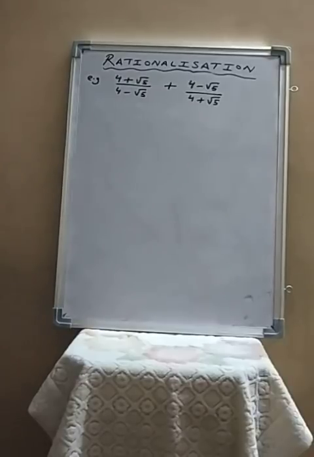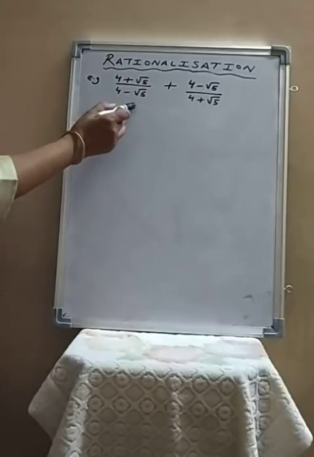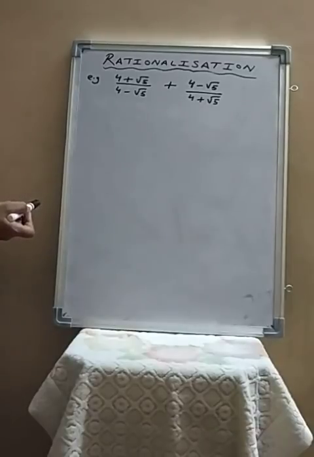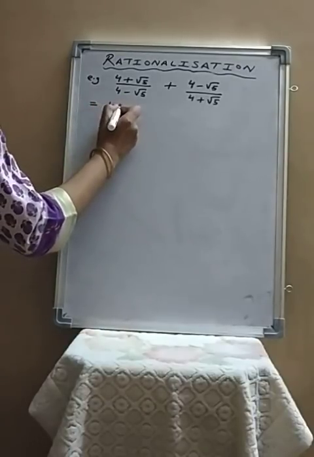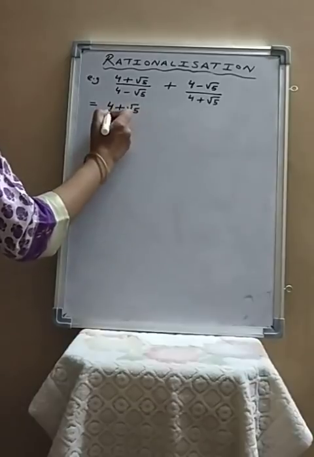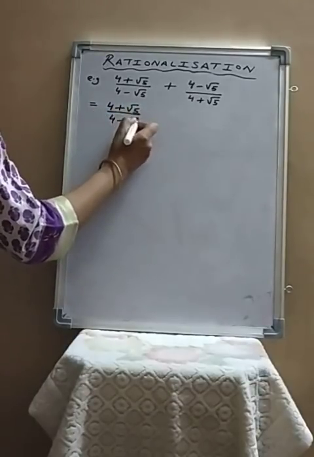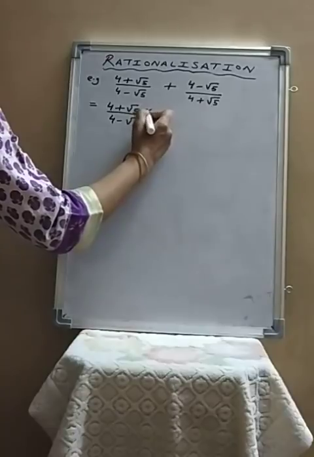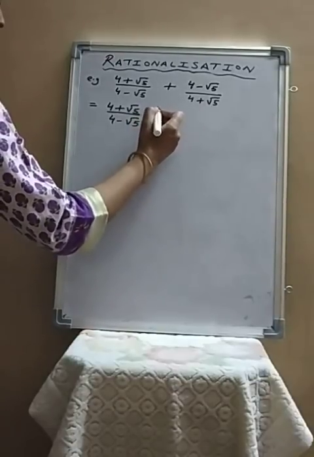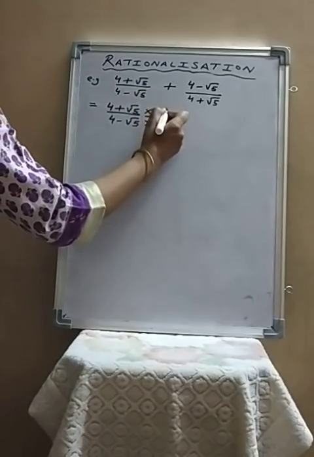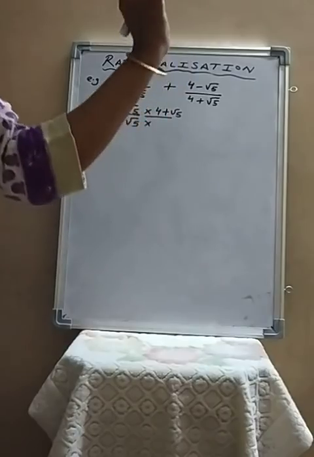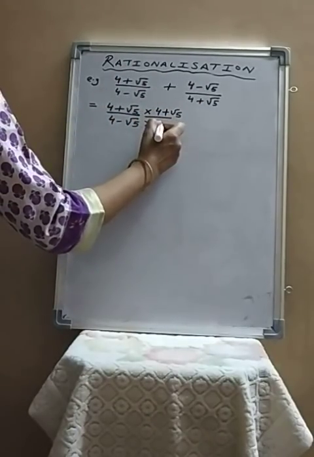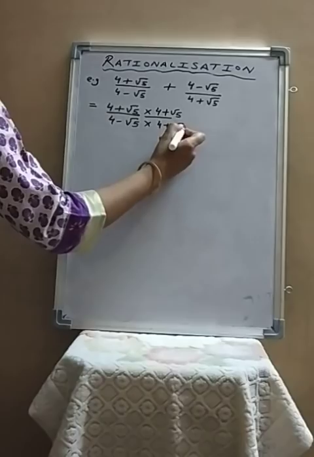Now let's take this example in which we have two terms to be simplified by rationalization. Here, let us take the rationalizing factor of the first term, 4 plus root 5 upon 4 minus root 5. So here we will multiply the numerator and denominator by 4 plus root 5. We have to take the sign opposite to this minus sign, 4 plus root 5.